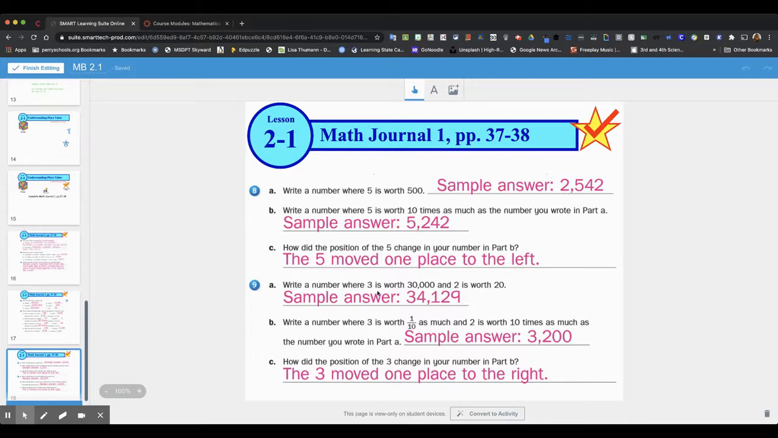A sample for 9A would be 34,129 because the 3 needs to be worth 30,000 and the 2 needs to be worth 20. So I'm moving my 3 to 1/10 as much and the 2 is 10 times as much. So I know my 3 is going to move down one spot and my 2 is going to move up one spot. So we could do 3,200. We don't have to have all those other digits. They only told us the specific ones. And again, just an example, just a sample, but your 3 does need to be in the thousands and your 2 needs to be in the hundreds because the 3 is moving one place to the right.